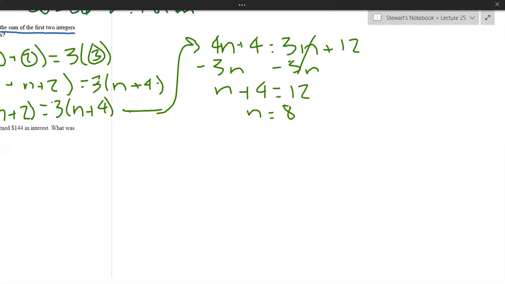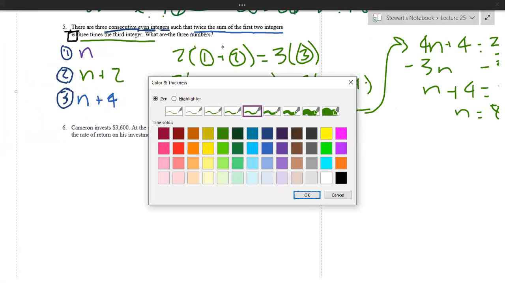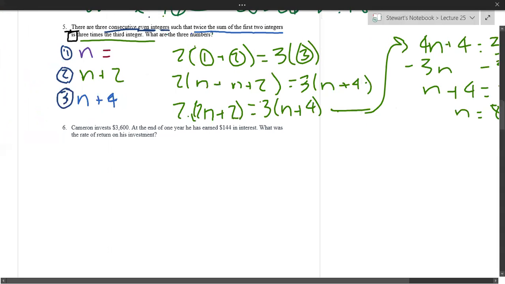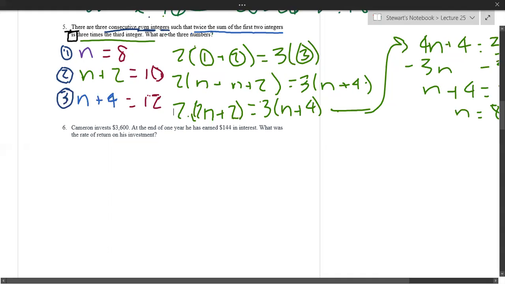So they want us to know all three numbers. We know the first one now. So we know that the first one is equal to 8. So then 8 plus 2 would be 10. And then 8 plus 4 would be 12. So the three consecutive even integers that satisfy the expression that we just wrote down are 8, 10, and 12.